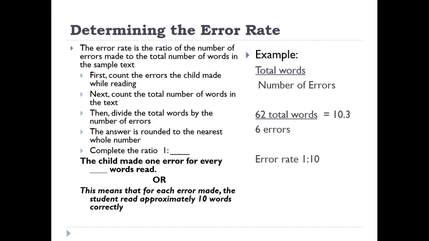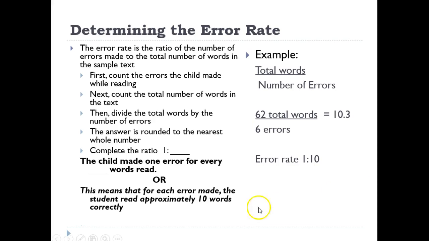The error rate is the ratio of the number of errors made to the total number of words in the sample text. First, count the errors the child made while reading. In our previous lecture, we determined what constitutes an error, so those are the errors that you're going to count. Next, count the total number of words in the text. If you are using a predetermined or scripted page, it's going to have the total number of words already identified for you on that scripted page. Otherwise, you need to count those words. Then divide the total words by the number of errors.